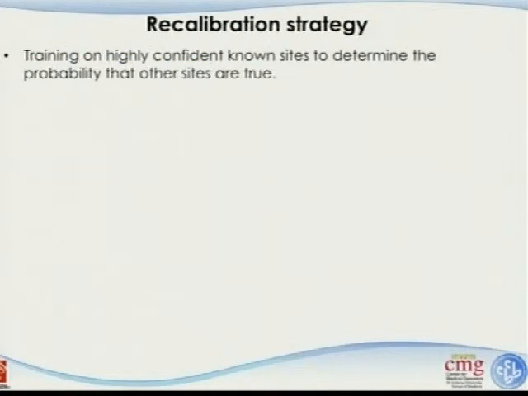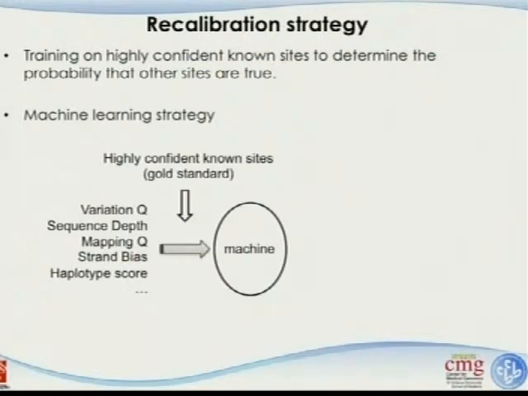Okay. So the recalibration strategy is training on highly confident known sites to determine the probability that other sites are true. Okay? And computer scientists call it machine learning. Or statisticians call it regression and then recalculating the probability or things like that. But anyway, regardless of how, here is one example of a machine learning strategy.